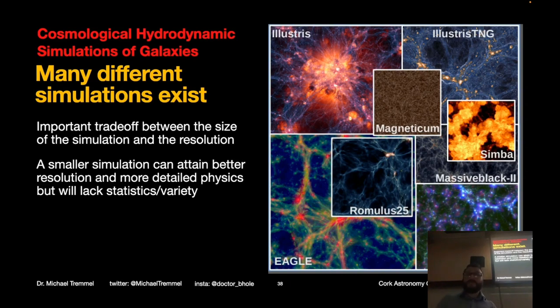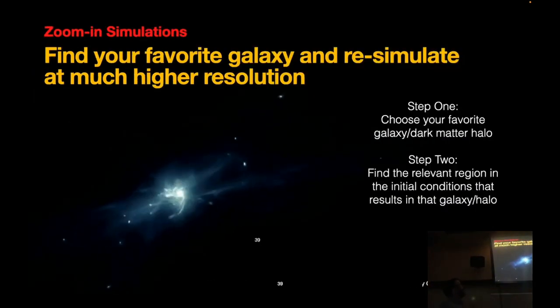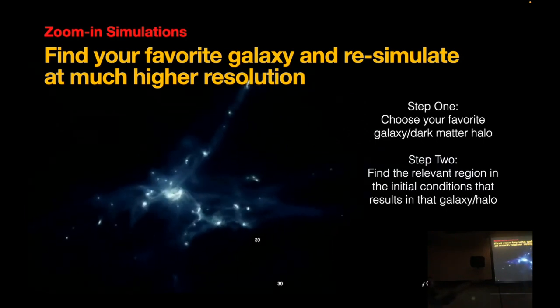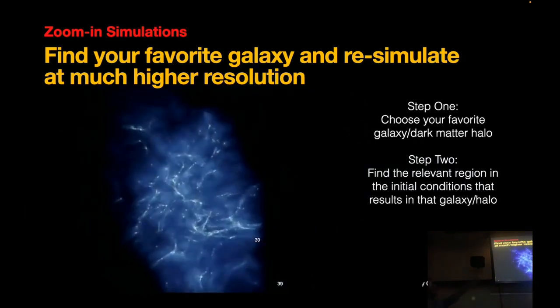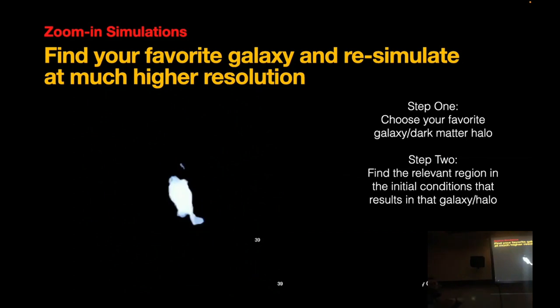And so the one other thing we can do is we can find a galaxy that we like, and we can trace it all the way back in time. I'm basically running the simulation in reverse here, and I can trace a galaxy in one of my big simulations all the way back to the beginning. And what I can do is cut out this little region of the universe that will one day be my favorite galaxy, and I can put all my computational power that at one time I was using to model the whole universe into just this tiny single galaxy, and I can run it again at much higher resolution.